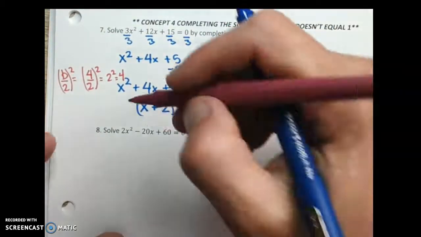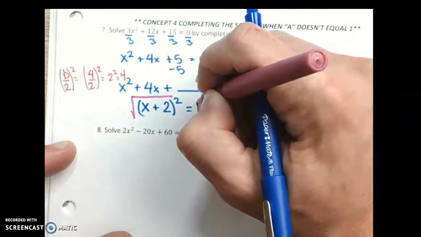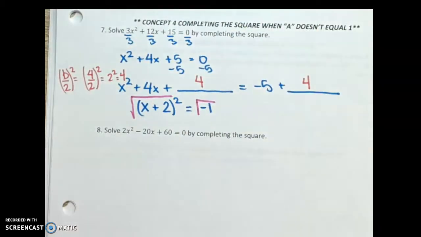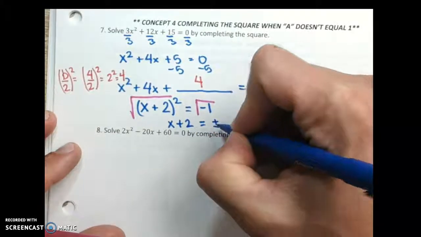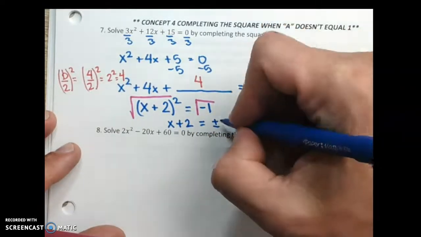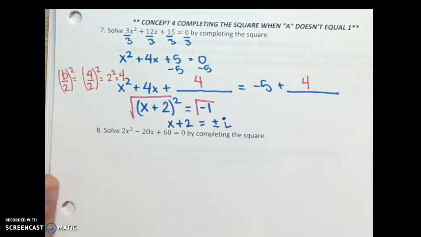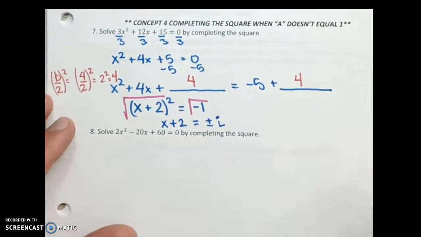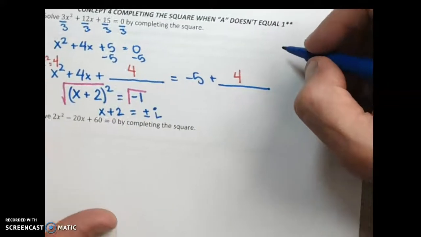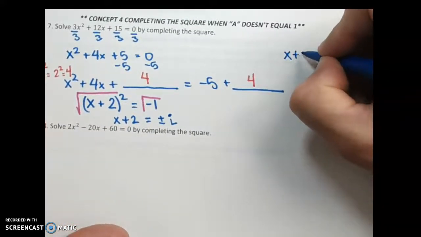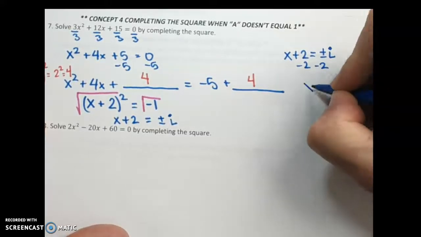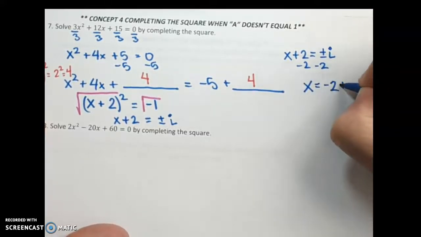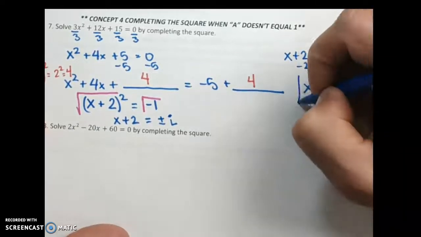Next, I'm going to take the square root of both sides of the equation to solve for x. What am I left with? x plus 2 equals positive and negative the square root of negative 1. Well, what's the square root of negative 1? It's i. We no longer are going to be writing no real numbers, right? We're going to use the imaginary number. So I have x plus 2 equals positive and negative i. All I have to do is subtract 2 from both sides. x equals negative 2 plus or minus i. And there is my answer.